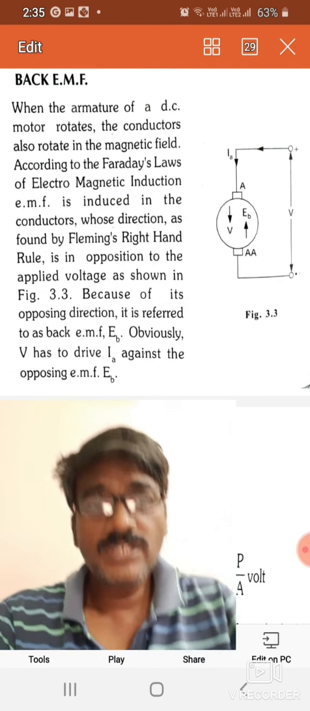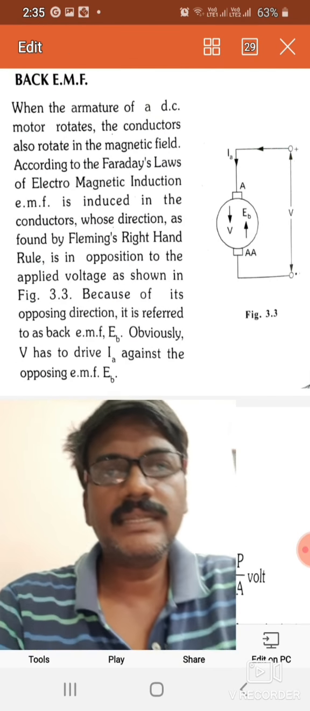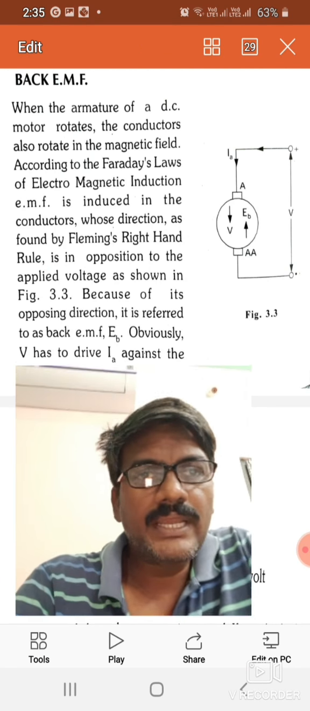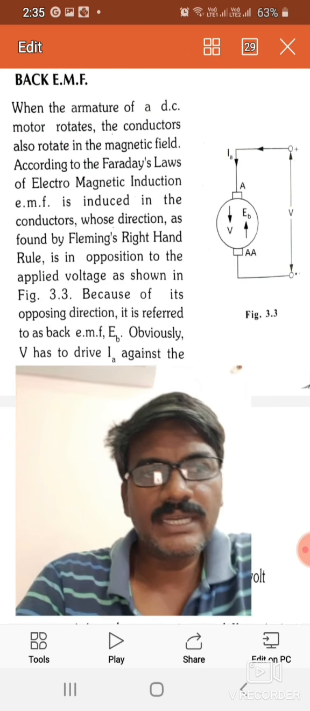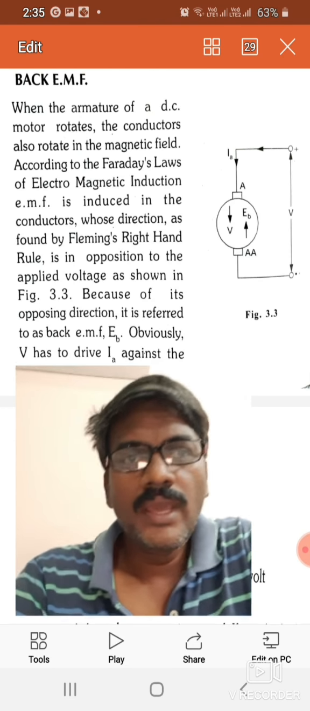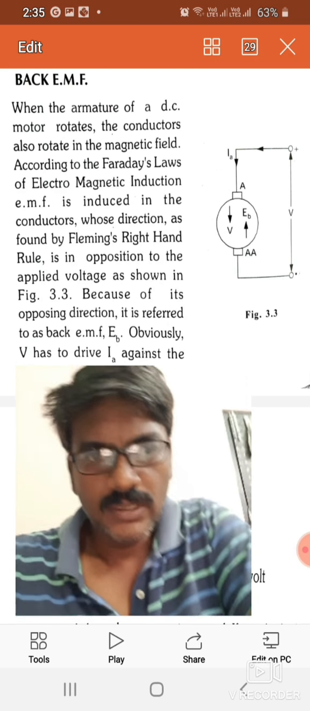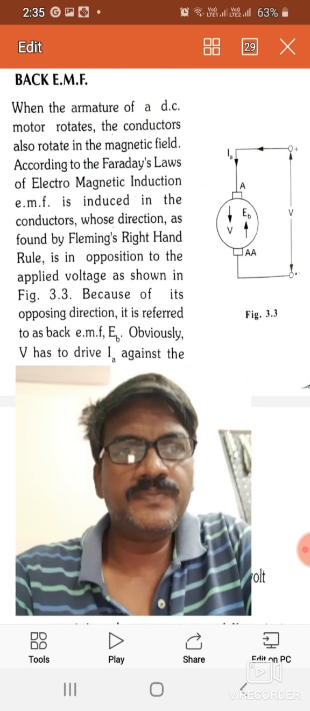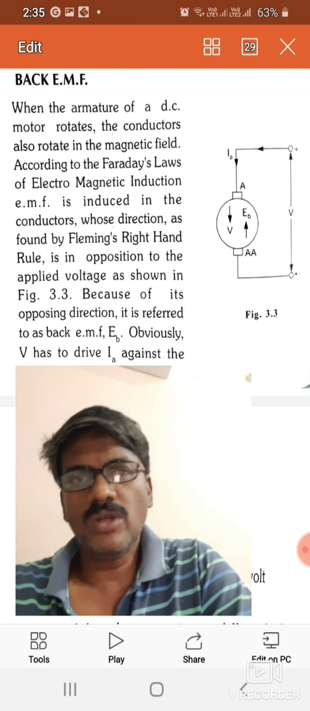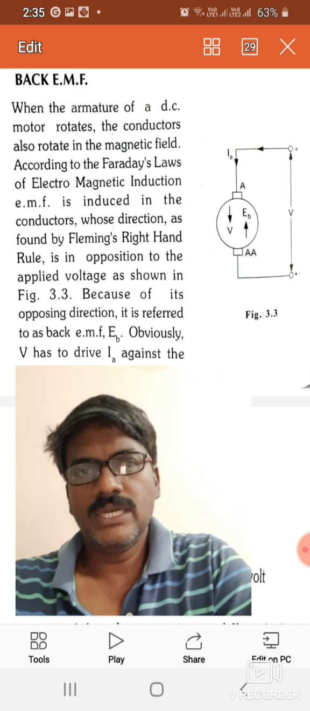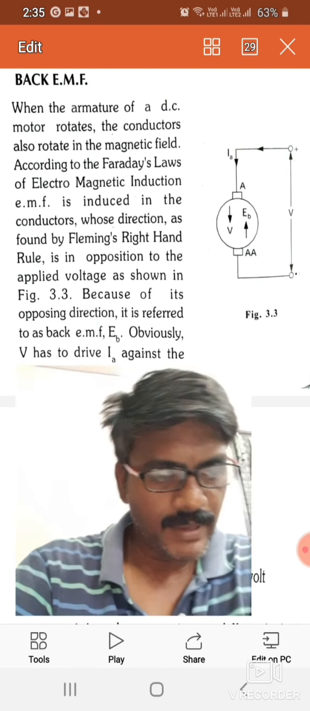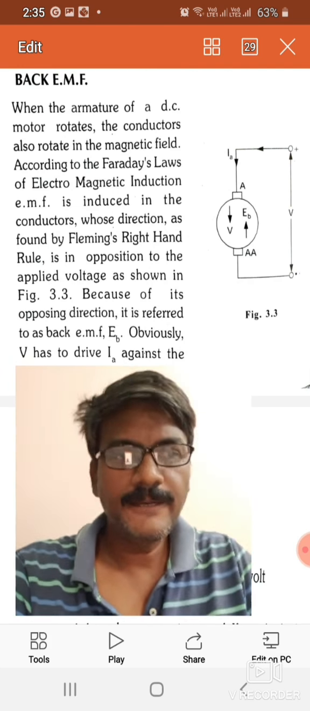When the armature of a DC motor rotates, the conductors also rotate in the magnetic field. According to Faraday's law of electromagnetic induction, EMF is induced in the conductors, whose direction is found by Fleming's right hand rule, in opposition to the applied voltage, as shown in the figure. Because of the opposing direction, it is referred to as back EMF, right?